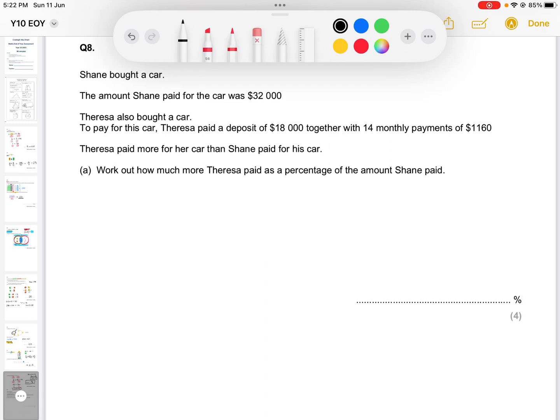Question 8. Shane bought a car. Shane paid $32,000 for his car. Teresa also bought a car. She paid a deposit of $18,000 and then paid 14 monthly installments of $1,160.